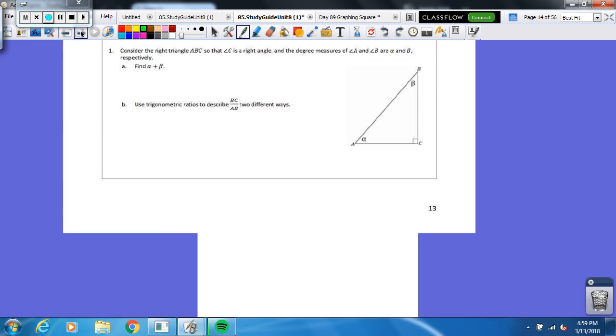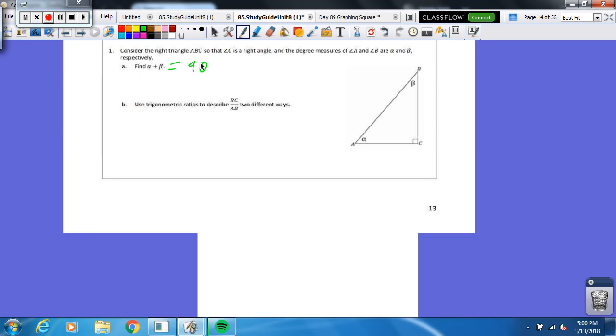Let's try and do some of this. Consider the right triangle ABC, so that angle C is a right angle, and the degree measures of angle A and angle B are alpha and beta, respectively. Find alpha plus beta. So what are these two angles? Well, that's easy, because if this is 90, these have to add up to 90. This could be 45 and 45, which adds up to 90, or this could be 30 and this could be 60. They all add up to 90 no matter what, because all angles in a triangle add up to 180. So this equals 90.